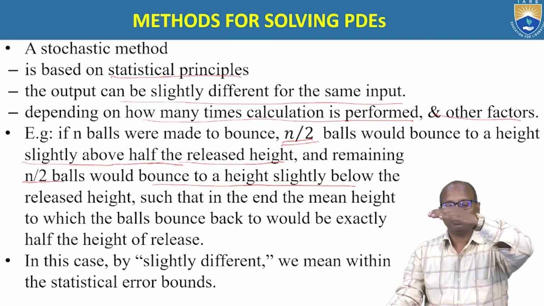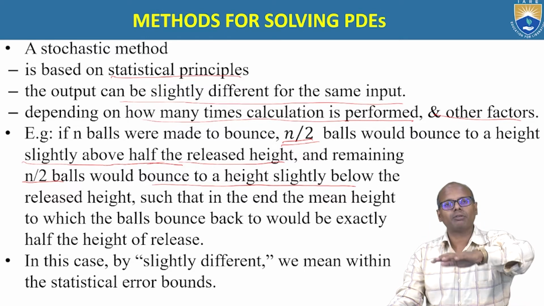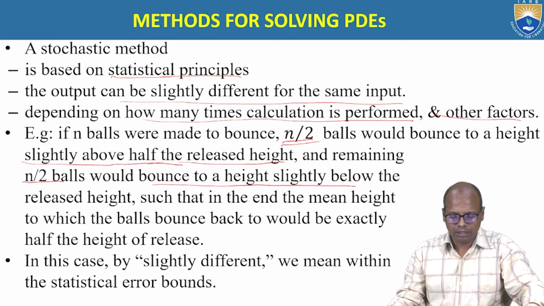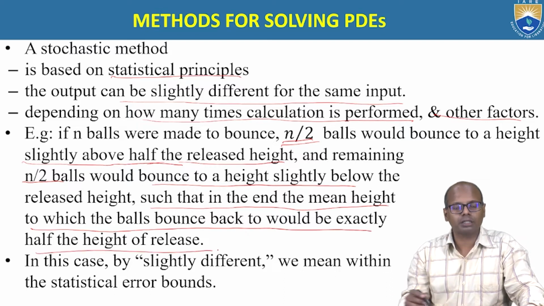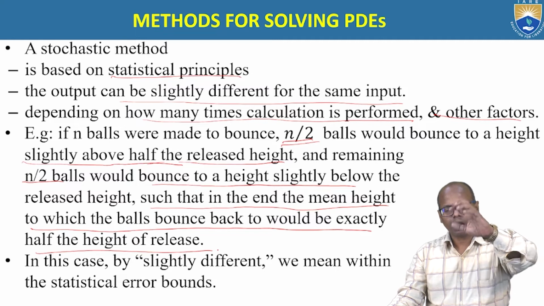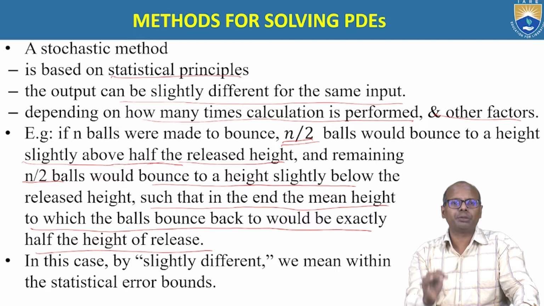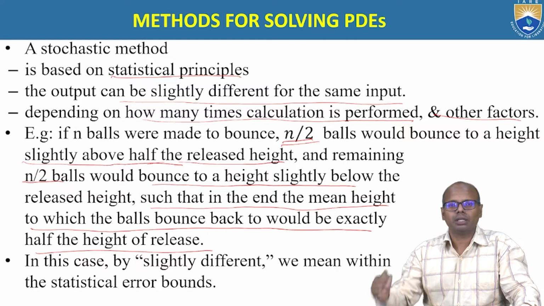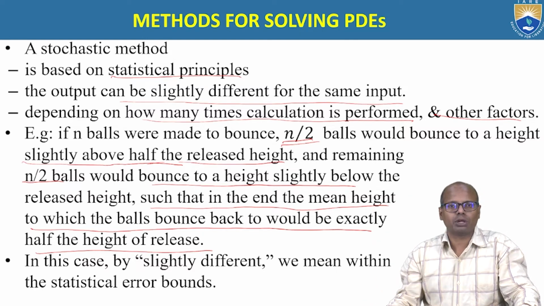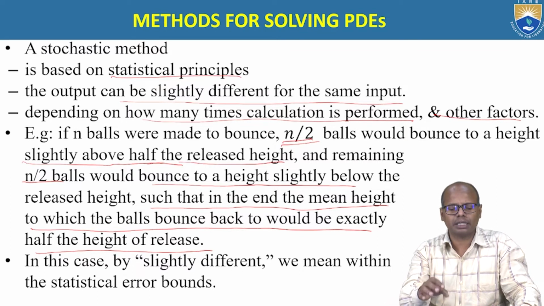So half of the balls are rising to some height, half of the balls are rising to another height, such that in the end the mean height would be equal to half of the release height. Half of the balls are rising below the midpoint, and half above the midpoint of the height from which I am releasing these balls. So this is not a precise solution.